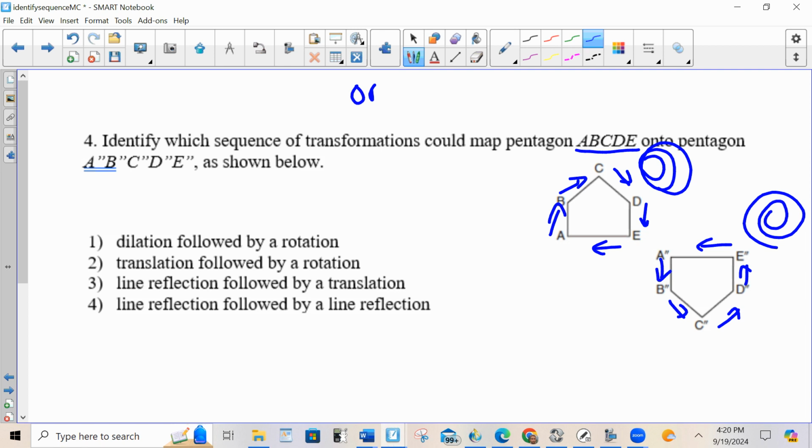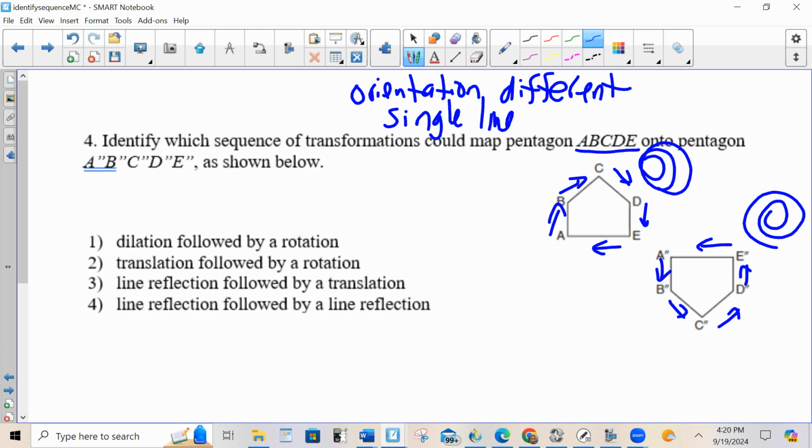The orientation is different. So you need to know exactly what that means when we find out that the orientation is different. The only way to get different orientation is a single line reflection. And it's very important you understand a point reflection is a rotation. I know that's confusing. So a single line reflection, it must be. So I look at the choices.